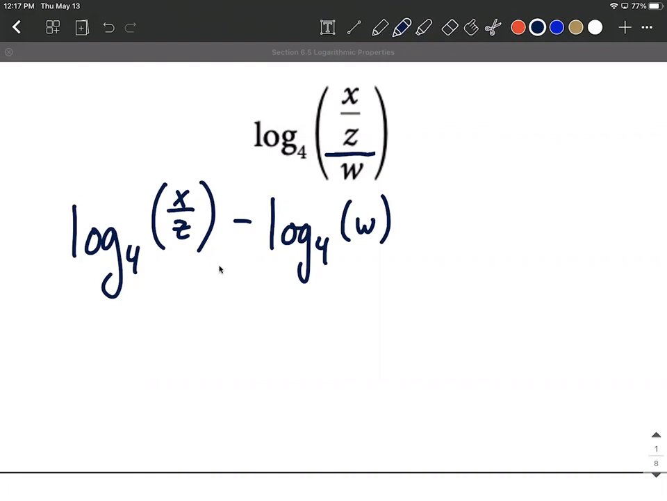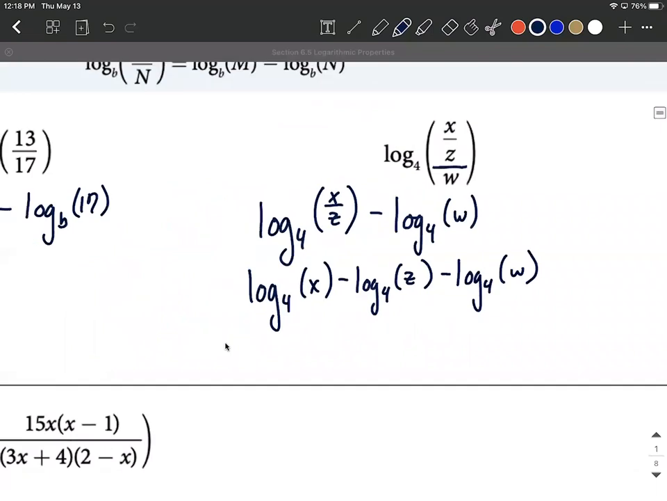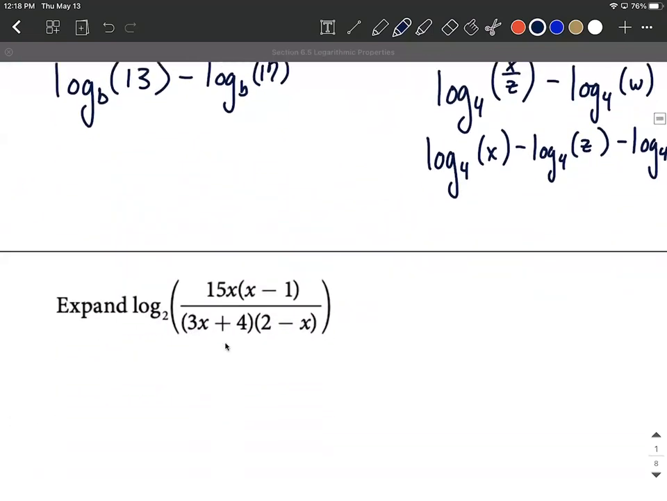We can split this apart even further and expand further because we still have a fraction inside of this first set of parentheses. We can say log base 4, x is going to go on the first set, and notice that came from the numerator, so it's going to be positive out in front of this logarithm, minus log base 4 of z, and then carry down my log base 4 of w. Can't expand it any further than where we are right now. So we'll leave this as our fully expanded final answer on that one.